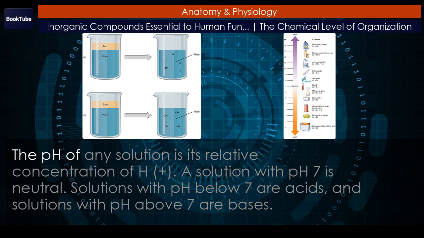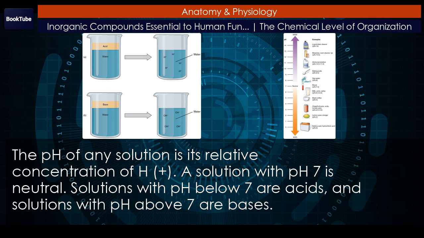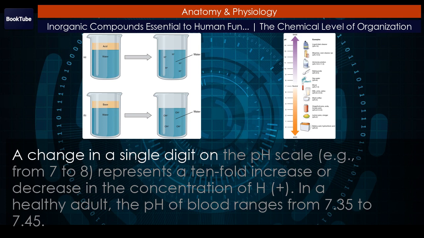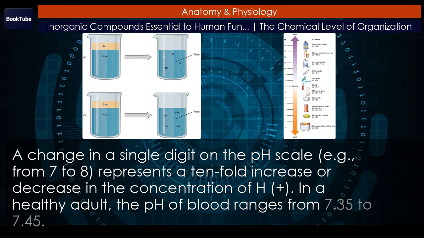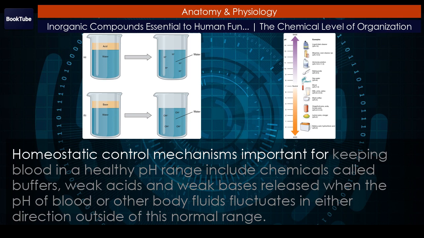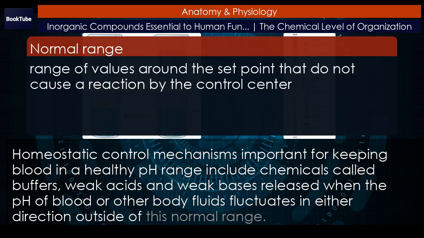Caustic. The pH of any solution is its relative concentration of H+. A solution with pH 7 is neutral. Solutions with pH below 7 are acids, and solutions with pH above 7 are bases. A change in a single digit on the pH scale, e.g., from 7 to 8, represents a 10-fold increase or decrease in the concentration of H+. In a healthy adult, the pH of blood ranges from 7.35 to 7.45. Homeostatic control mechanisms important for keeping blood in a healthy pH range include chemicals called buffers, weak acids and weak bases released when the pH of blood or other body fluids fluctuates in either direction outside of this normal range.